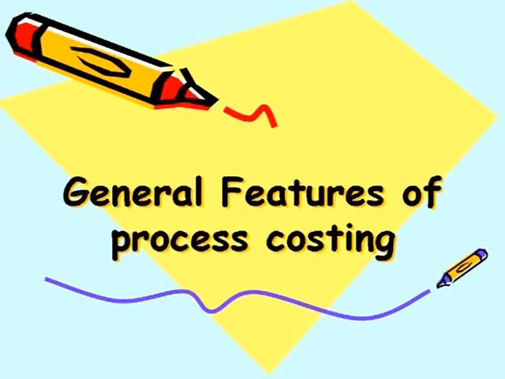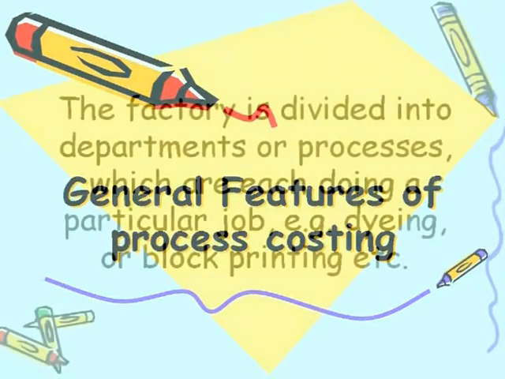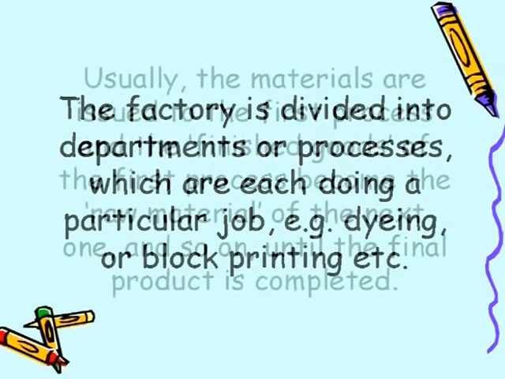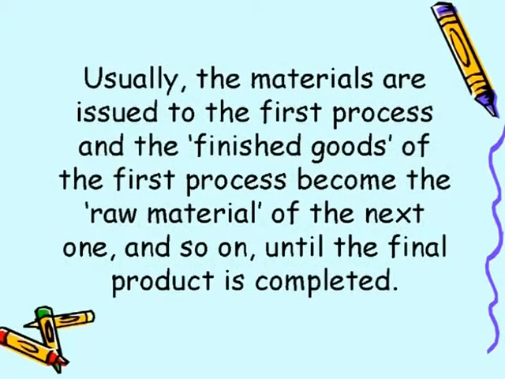General features of process costing. The factory is divided into departments or processes which are each doing a particular job, that is dyeing or block printing, etc. Usually the materials are issued to the first process and the finished goods of the first process become the raw material of the next one, and so on until the final product is completed.